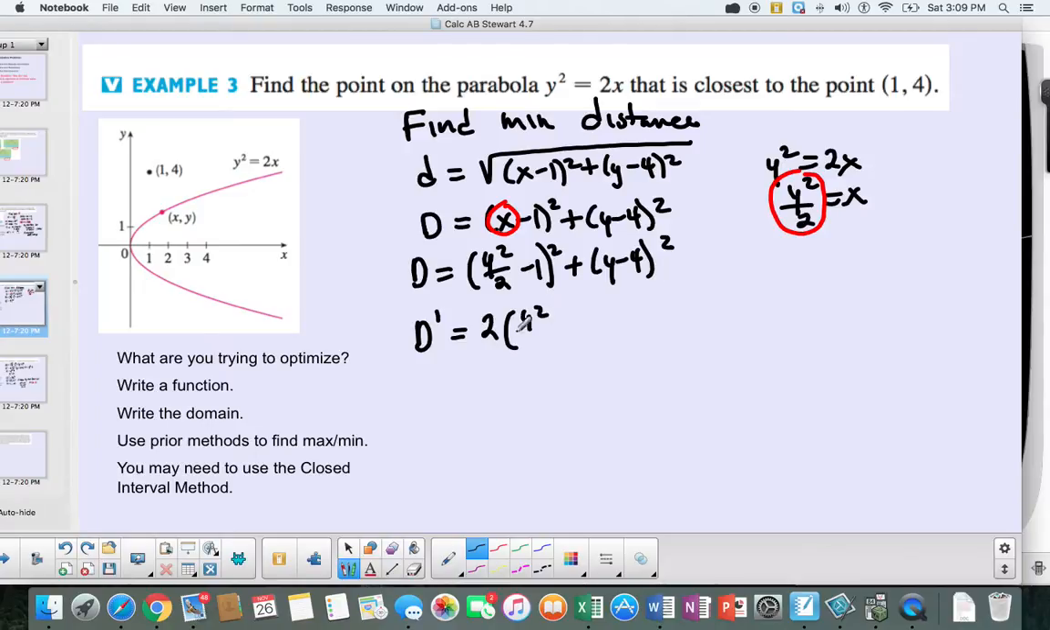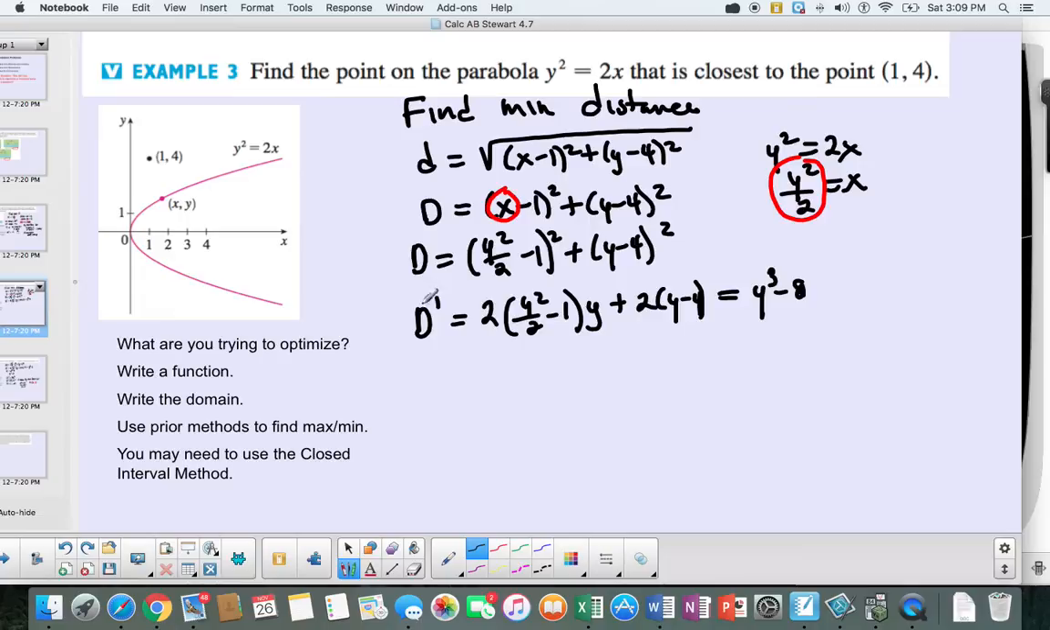I'll go ahead and just use the chain rule, and then the derivative of this inside function will be y plus 2 times y minus 4. Now that will simplify to y cubed minus 8. So I'm going to set the derivative equal to 0, and I'm going to get 0 is equal to y cubed minus 8, and my critical point will be 2.